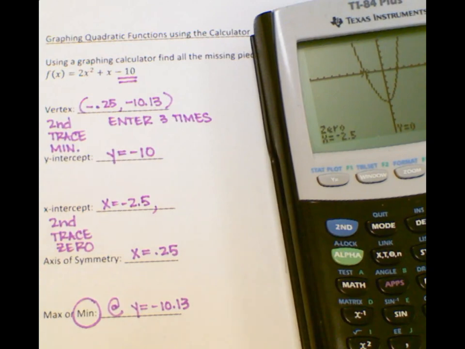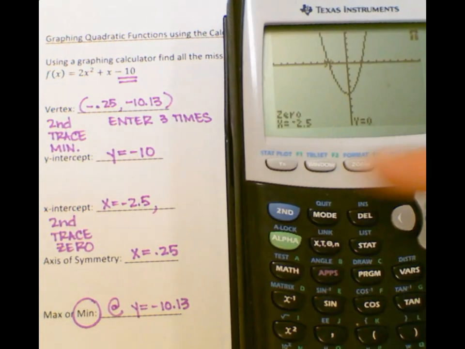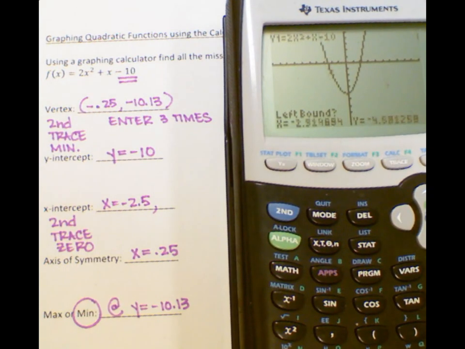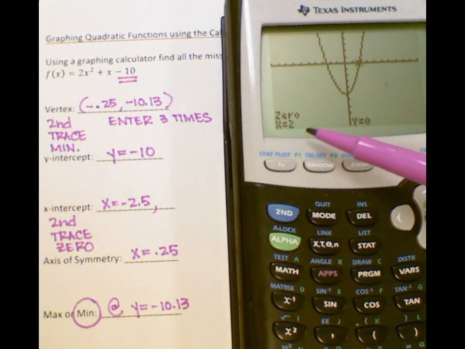Okay, now let's try it again. Second trace, go to 0. Again, you're going to get the blinky guy. Move him over. Get him close to the other 0. So enter to the left, enter to the right, enter for fun. So your second 0 is at 2.